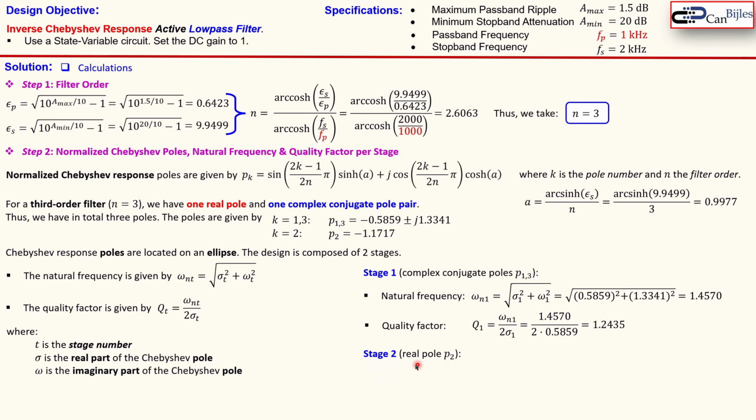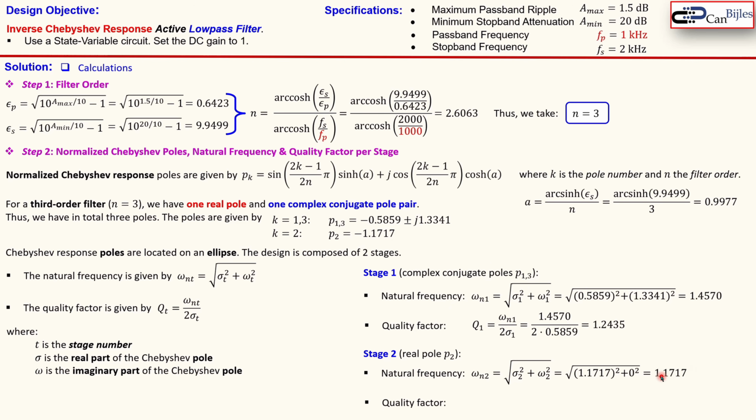Stage 2 is a real pole, so this is actually pretty straightforward, but I would like to show you in detail what happens. The natural frequency for this pole is really the real part squared plus the imaginary part squared. Taking this together again, the same format and the square root of that one. Of course, since there is no imaginary part here, that is effectively just this 1.1717. So this we actually just copy, and that is what you have as the natural frequency.